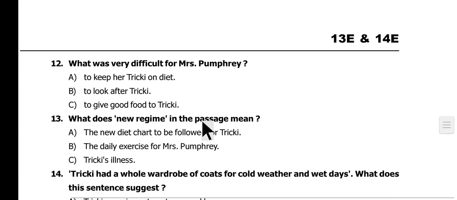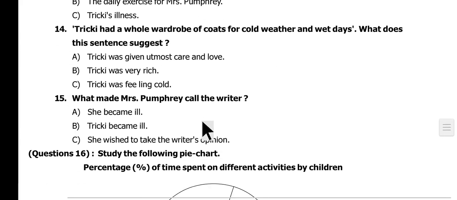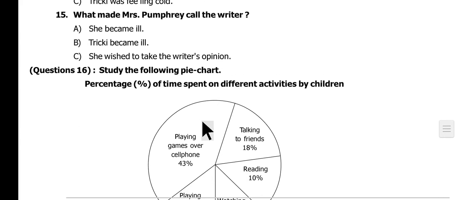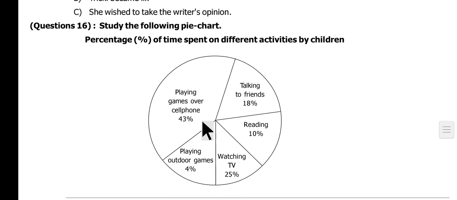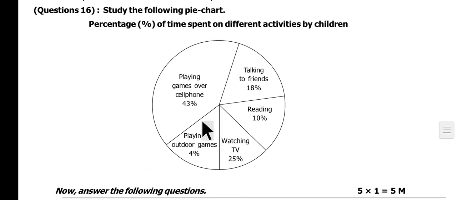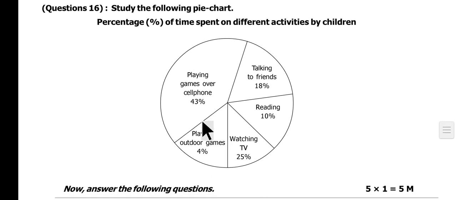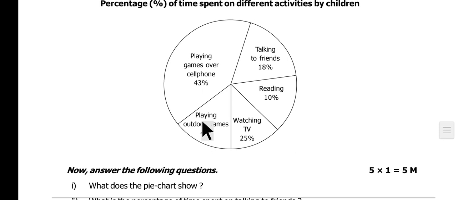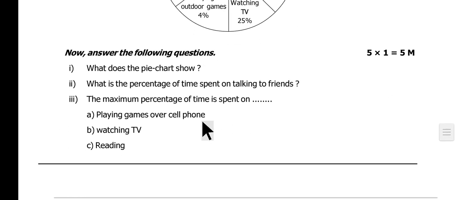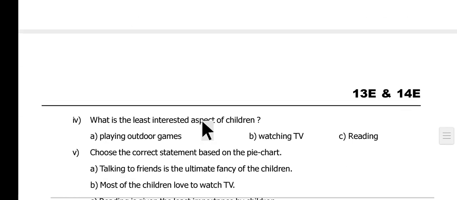Like this, we will be having questions from the supplement reader. Section C means supplement reader context. Question number 16 is study the following pie chart, which comes under study skills, followed by WH questions and multiple choice questions.